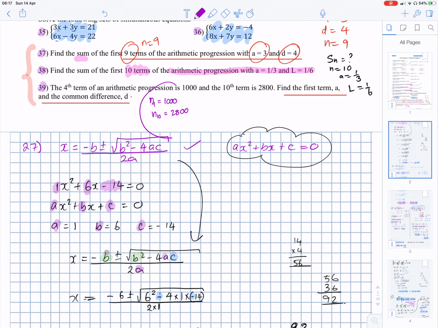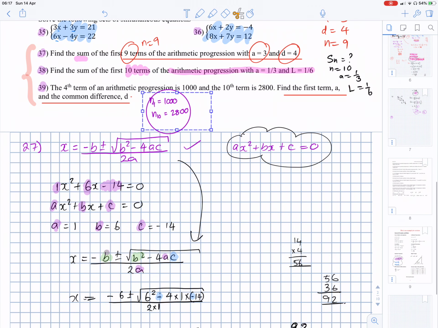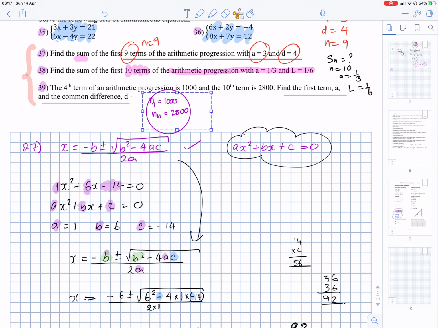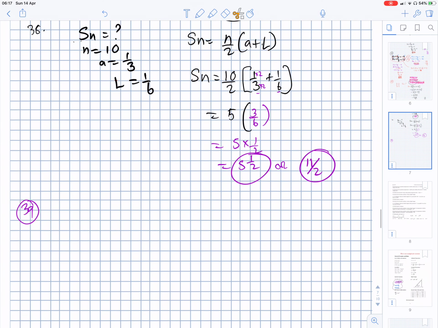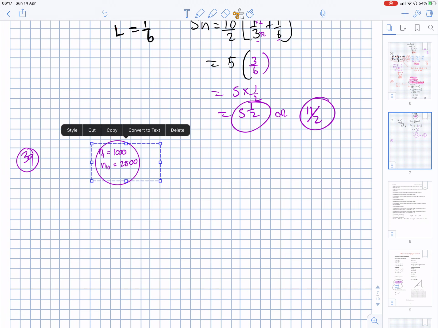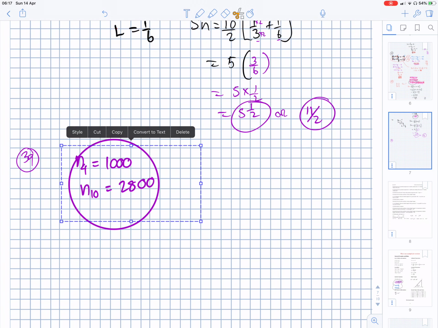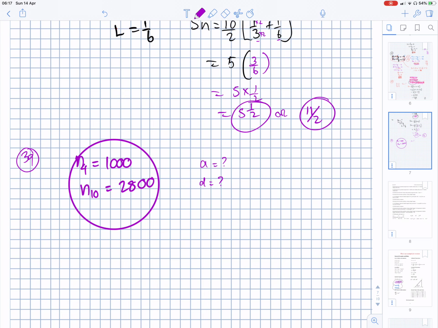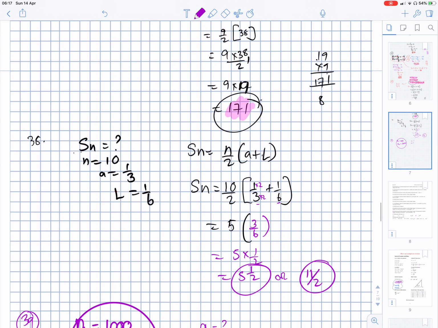So let's take these two away. Copy that. Bring it here and paste it here. So we need to find a equals and d equals.